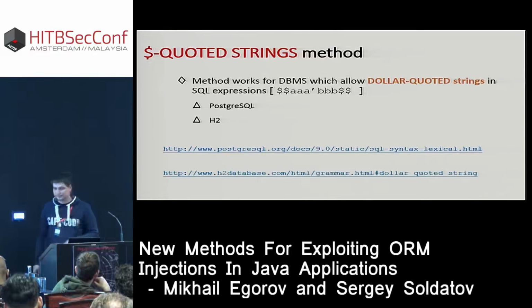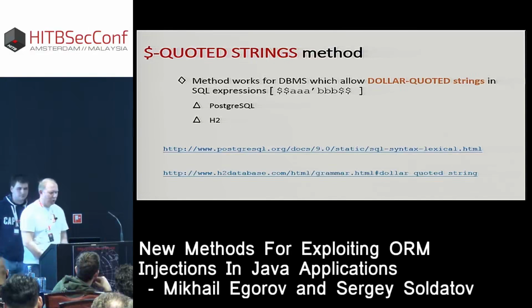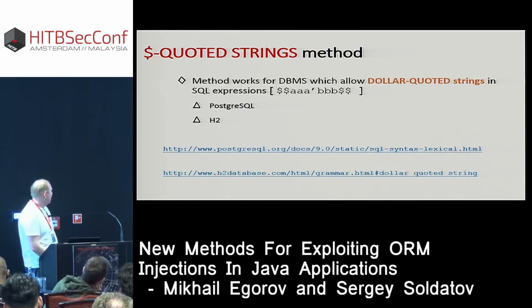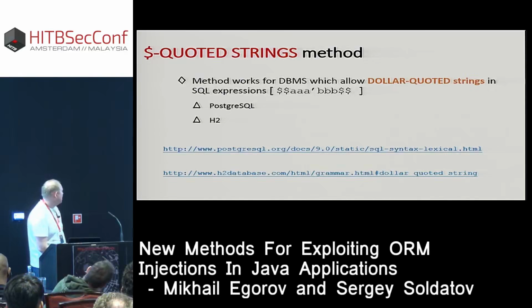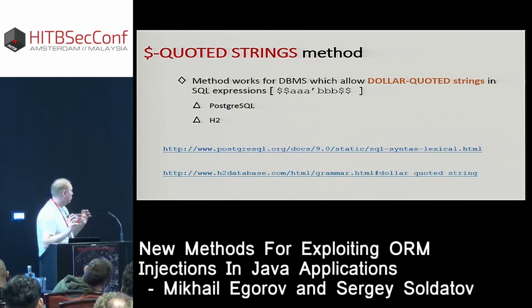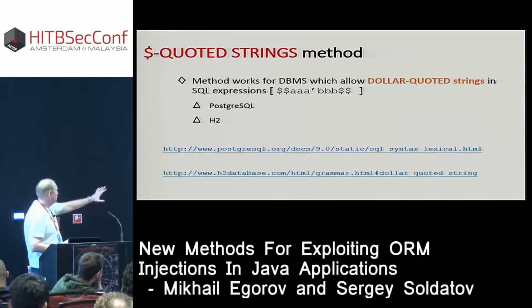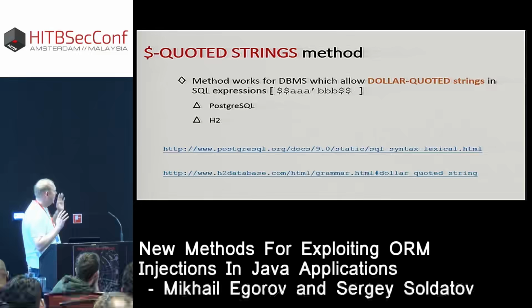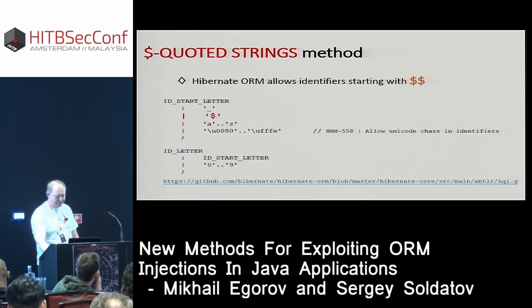Another interesting technique, we called it the dollar quoted strings method, was presented to us by PostgreSQL and H2. It's worth noting that these two database management systems allow dollar quoted string constants. So on the slide you can see the string dollar dollar AAA quote BBB dollar dollar. It's a correct string definition for these very databases.